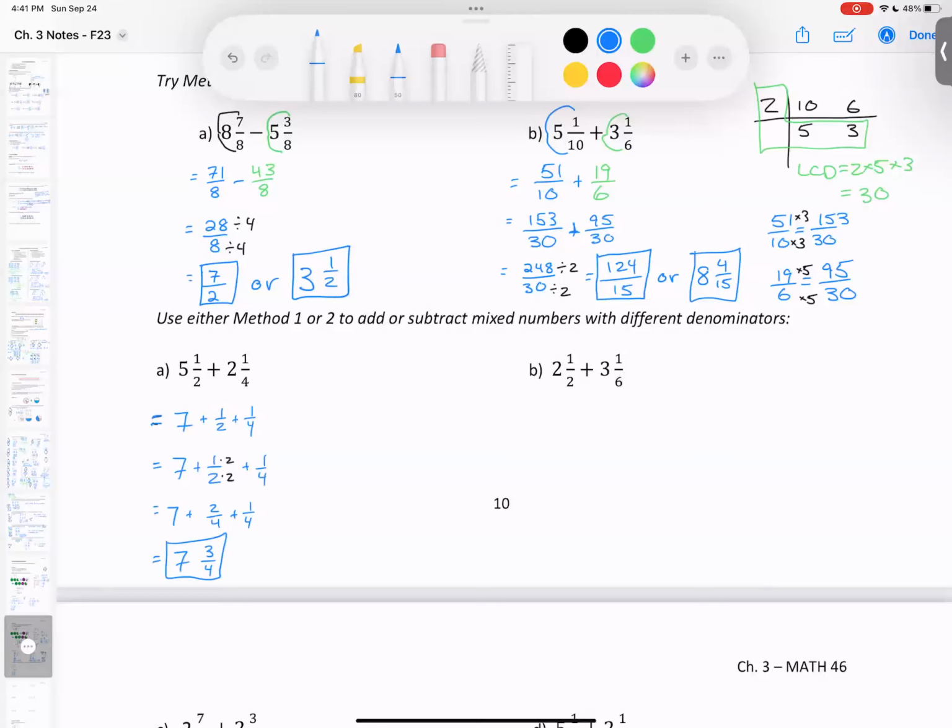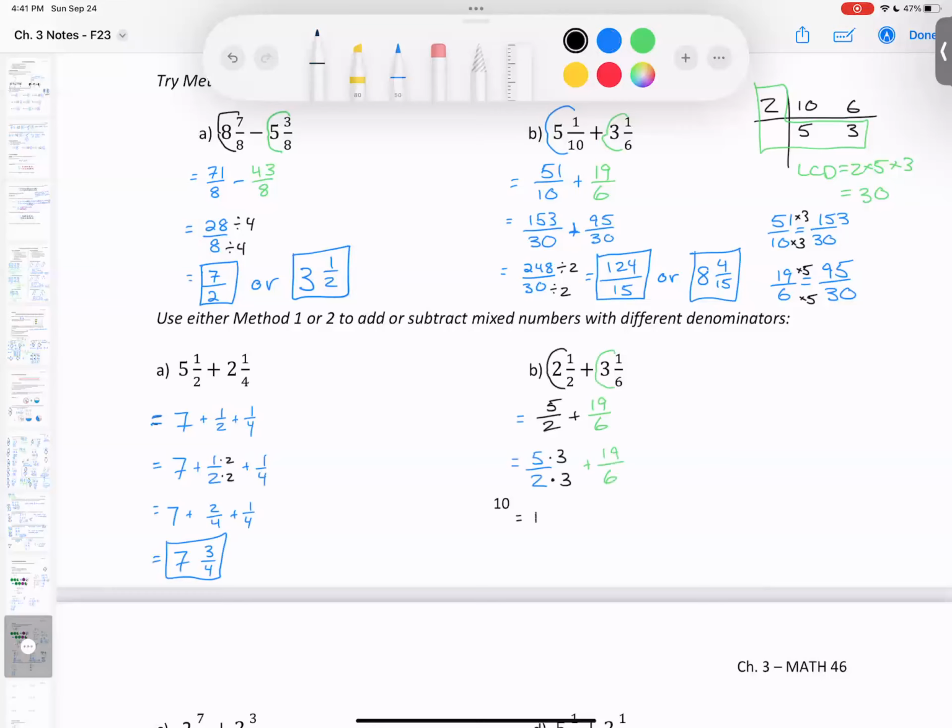Okay, let's try the next one using method 2. So I'm gonna change it over to improper fractions. So 2 times 2 is 4 plus 1 is 5/2, plus then I've got 6 times 3 is 18 plus 1 is 19. So 19/6. Okay, now I need to convert those so I have a common denominator. So 5/2, well, I have to multiply that by 3 to end up with a common denominator of 6. And then my second fraction is already over 6.